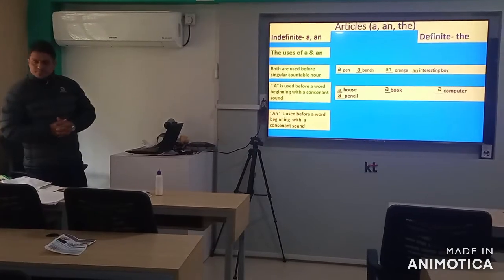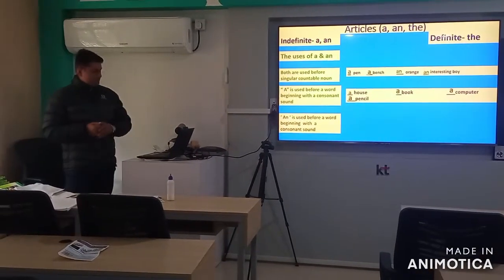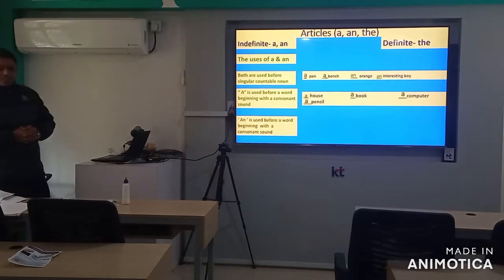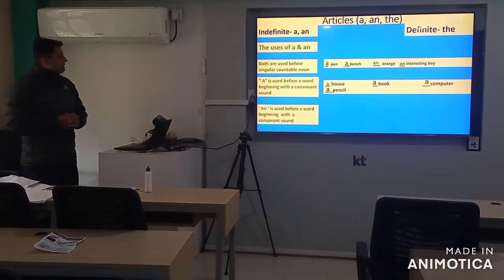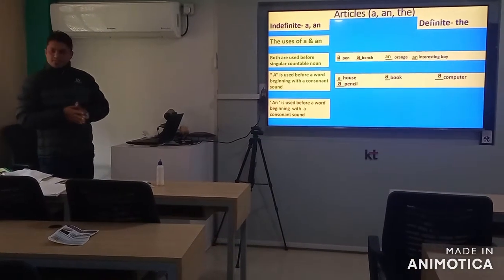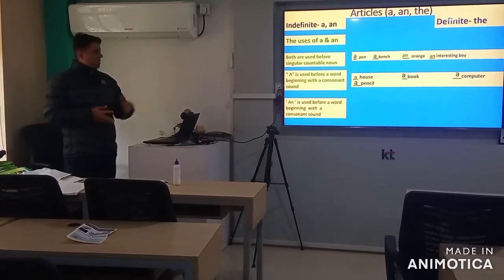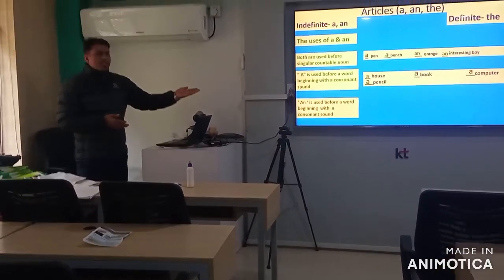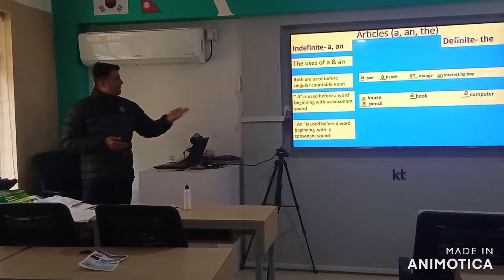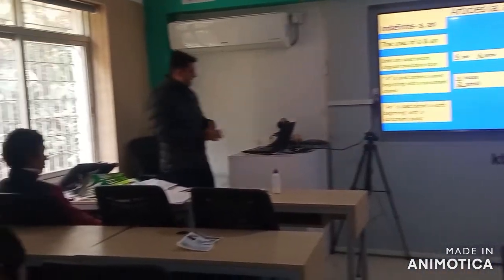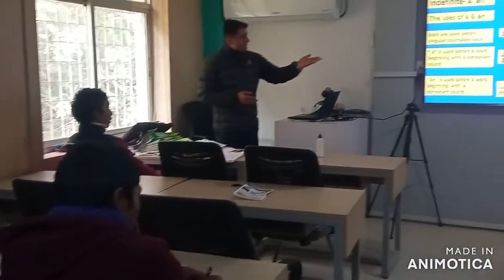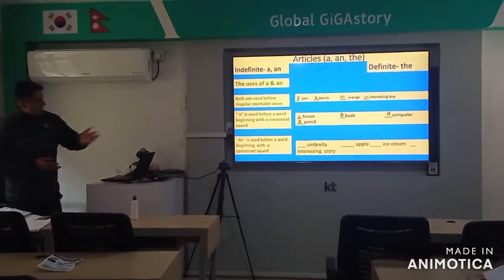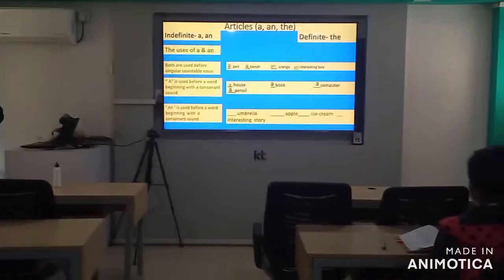Can you read out? An is used before a word that begins with a vowel sound. I'm sorry, this is a typing mistake. This is what? Vowel sound. Just the opposite of the one above. There must be a vowel sound. Please make the correction, it will be vowel sound. Then accordingly, you are given such example words: umbrella, apple, ice cream, interesting story, right?